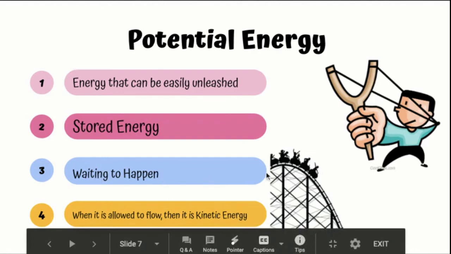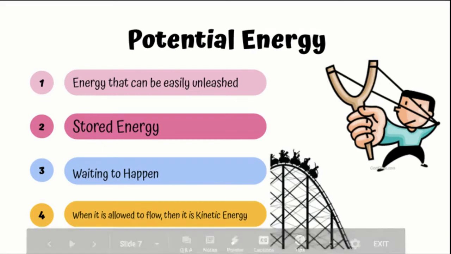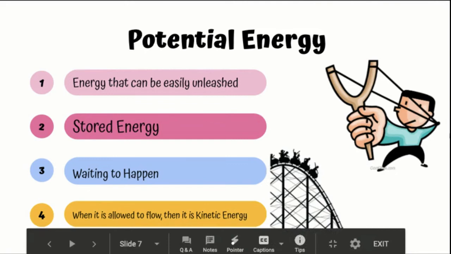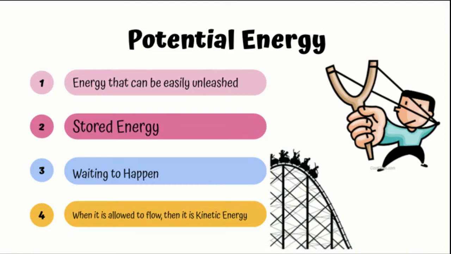waiting to happen. If we're sitting at the top of our roller coaster, we're waiting to go down, we're holding it. Once it does go down, once we do let go of our pebble or our rock, or we do go down the hill, that's when it's going to turn into kinetic energy. So while we're waiting, that's only potential. It's not happening yet, but it could be unleashed and it could happen.